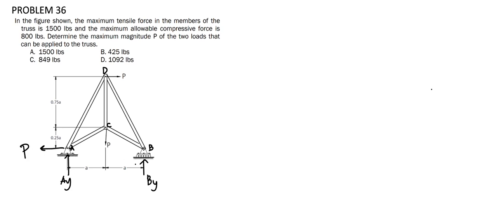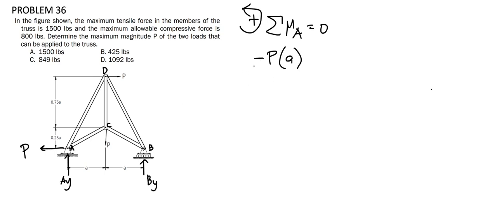To solve for the vertical reaction, let's begin with taking moment at point A to solve for By. So taking summation moment at point A equal to 0, considering counterclockwise to be positive, we have P at point D times the moment arm distance of 0.25A plus 0.75A, that is equal to A. Then minus, this is negative because it will induce a clockwise moment, another force P times the moment arm distance of A.